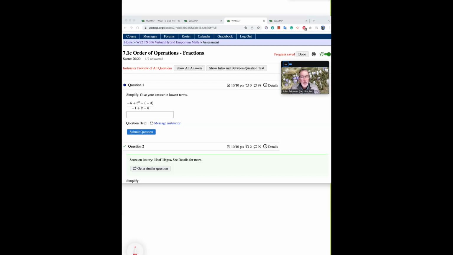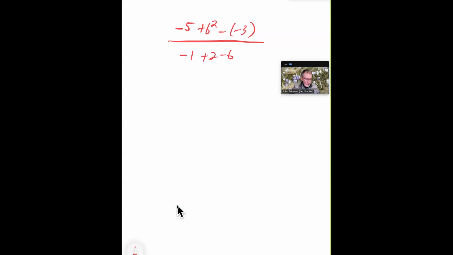Hello everyone. We're going to take a look at WAMAP Unit 7.1c, continuation of order of operations, this time with fractions. This is our problem, -5 plus 6 squared minus -3, all over -1 plus 2 minus 6. So let's take a look at the tablet and see what that looks like.